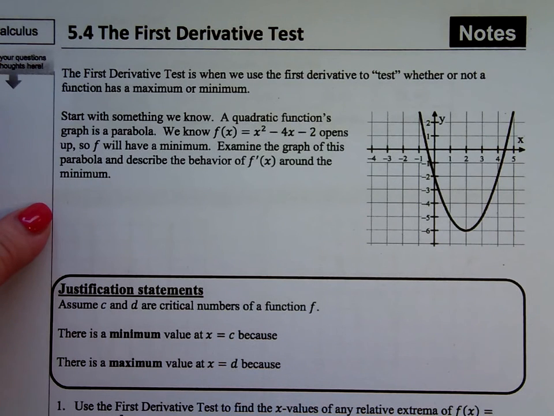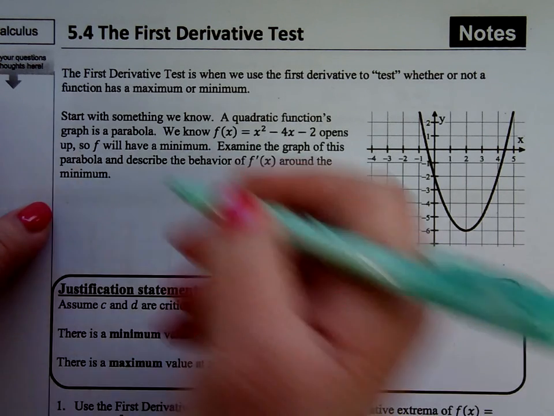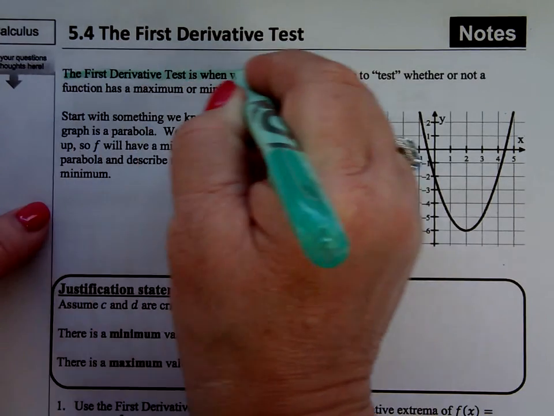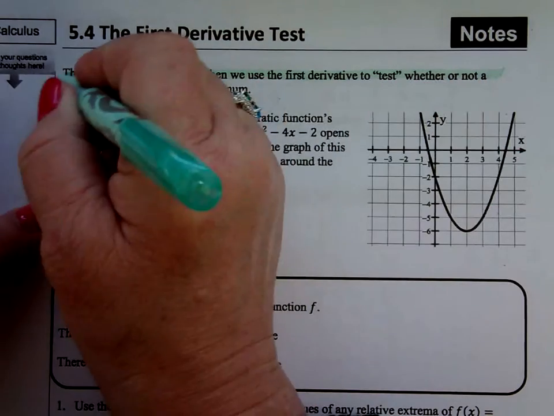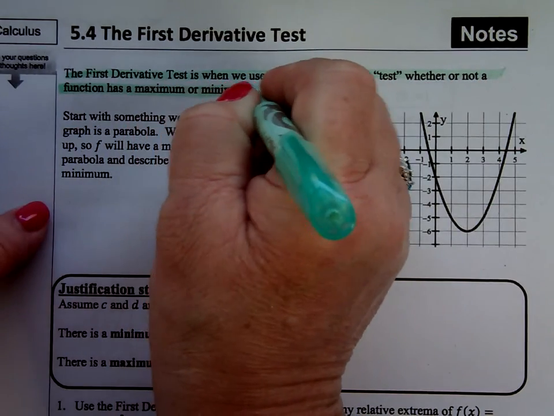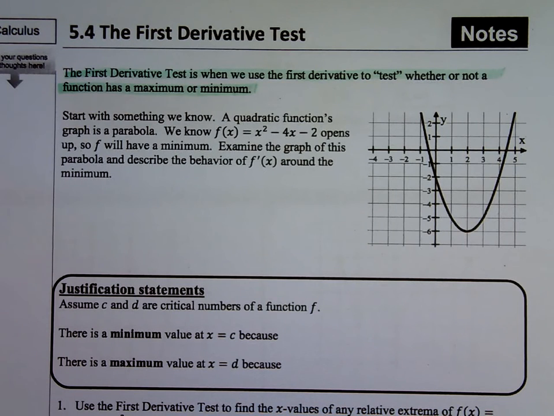So the first thing you've got is the first derivative test, which is when we use the first derivative to test whether or not a function has a maximum or minimum. That's the whole idea: when you see anything referring to the first derivative test, you're thinking of maximums and minimums. And in the next few sections, you're going to see there's actually a second derivative test as well. But for now, we're just talking first derivative.